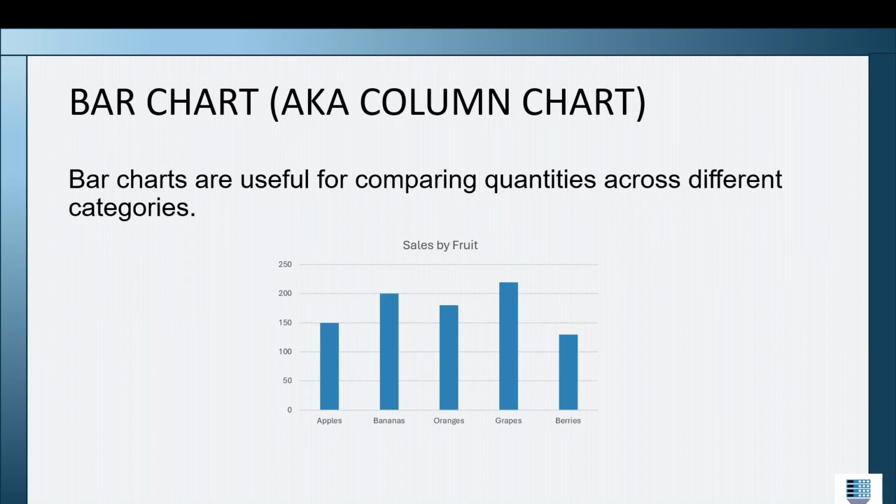Okay. Next, we have bar charts. Now, bar charts are useful for comparing quantities in different categories. So typically you have to have some type of categorical variable and a quantitative variable. It could be discrete or continuous. If it's continuous, you generally want to bin it and then do counts of the bins, and then that's what you plot.